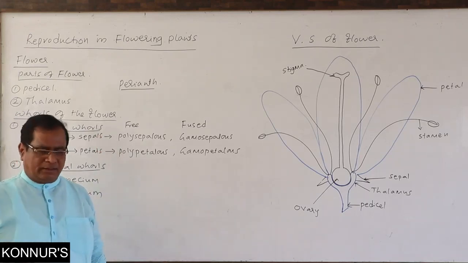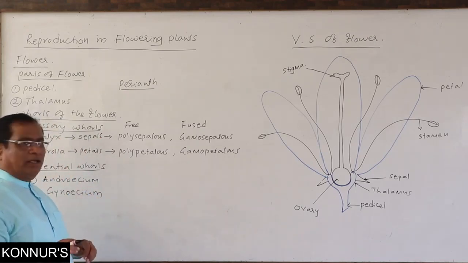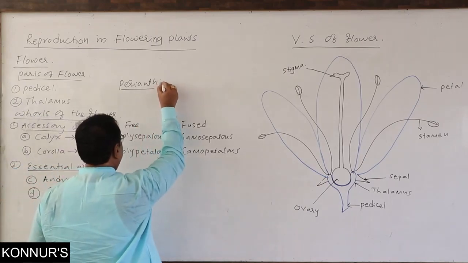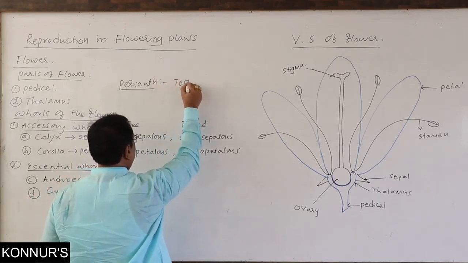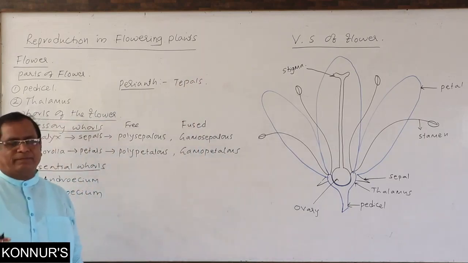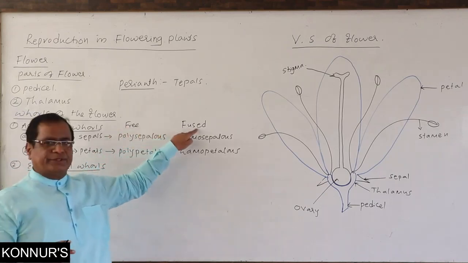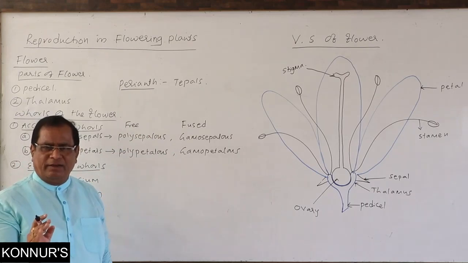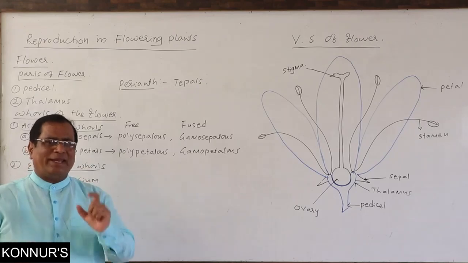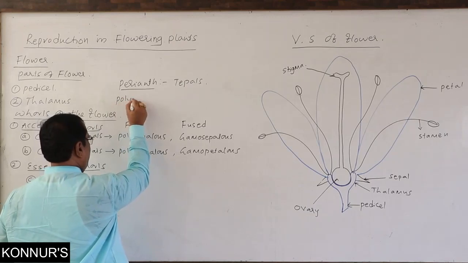Once the perianth is there, we are not going to mention its units as sepals or petals, but those units of perianth are tepals. And here also, tepals may be free or fused. If the tepals are free, the condition is said to be polyphyllous.